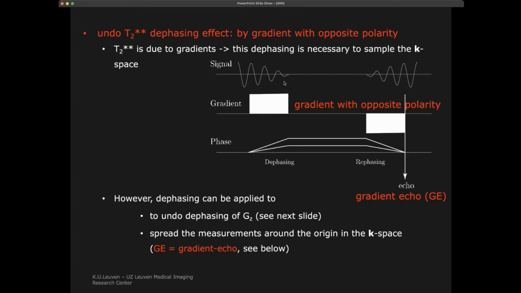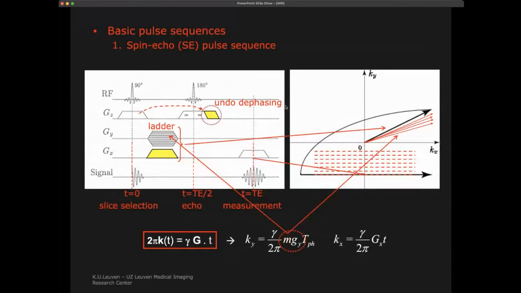So if I use a certain gradient and I do my measurement, I can then apply the opposite gradient in order to cancel the effect of the first gradient. And so this way, we come to a much more complex way of doing it. So now what we do is we do slice selection.